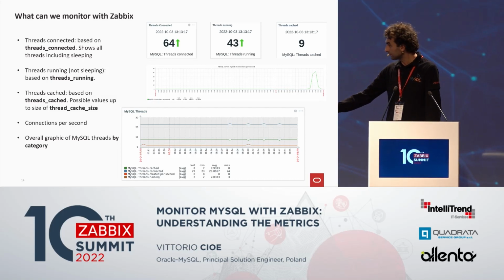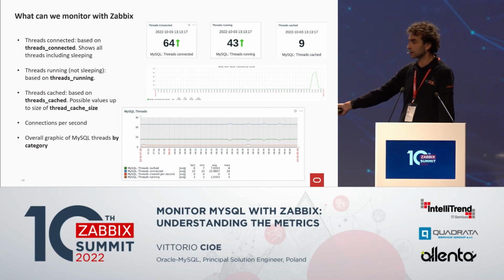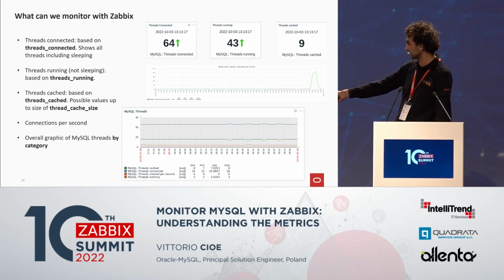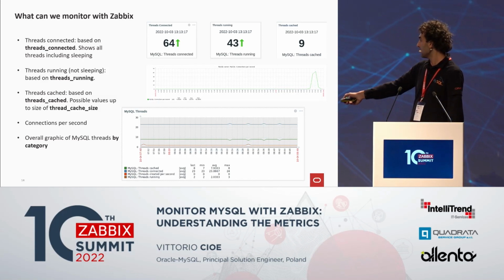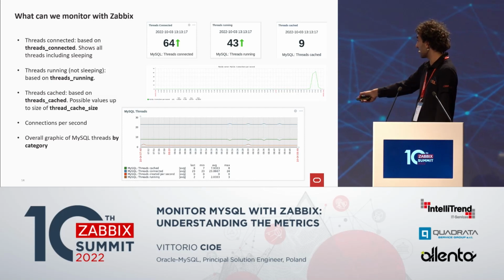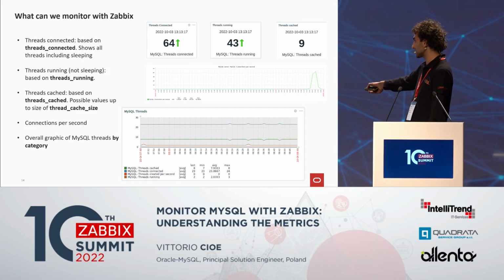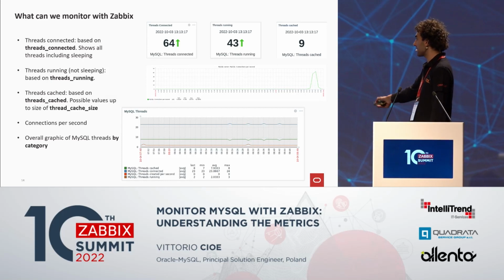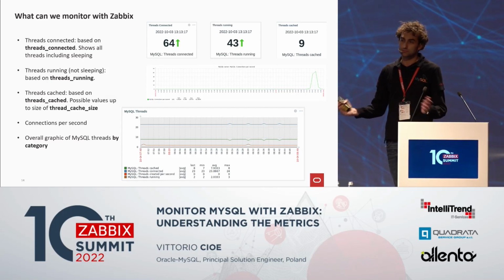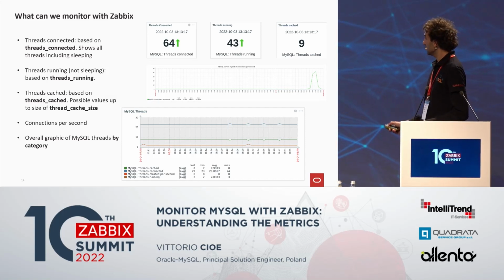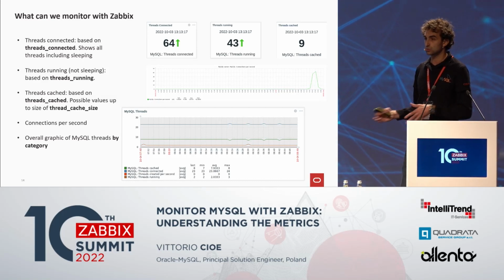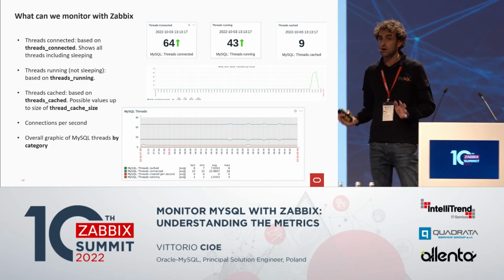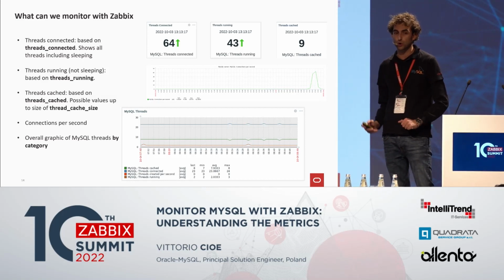And I can get here out of the box a beautiful graph of the MySQL threads. I can see the threads cached in green, I can see the threads connected, and I can see the threads running. So I can see that I have quite a few threads connected, but not very many running. So the majority is sleeping. So I can get out of the box really everything I need to check the connections. And now I hope we understand a bit better how this works.